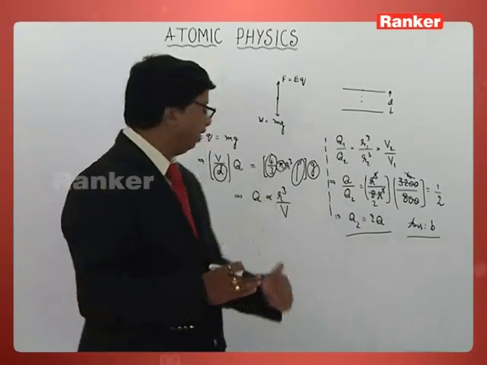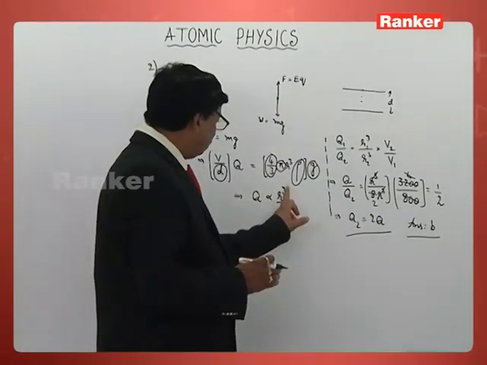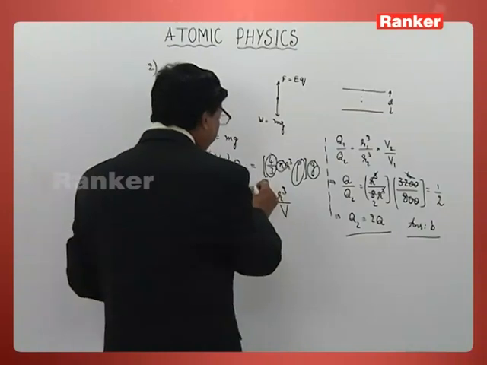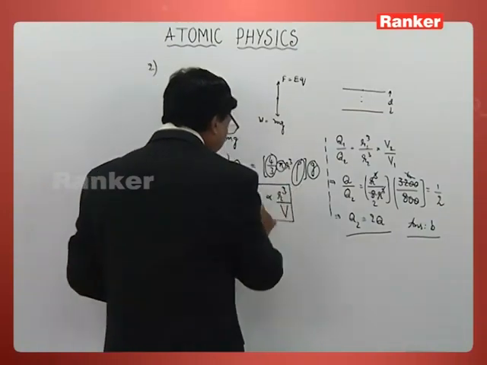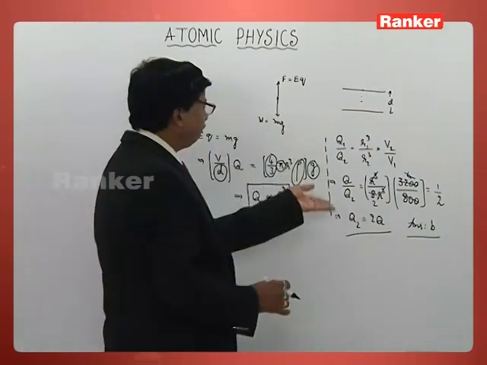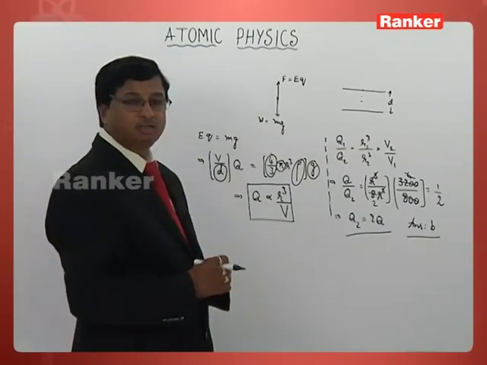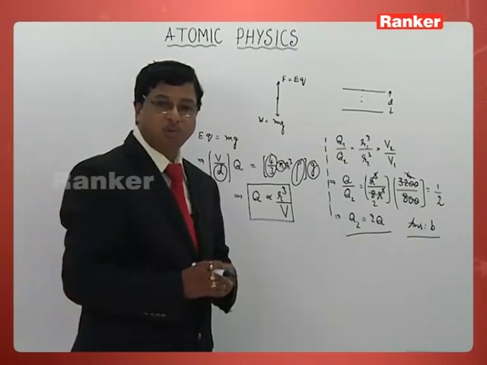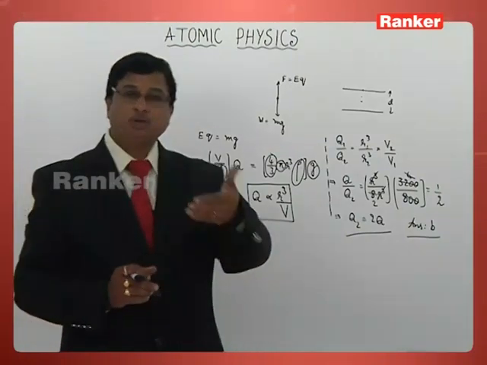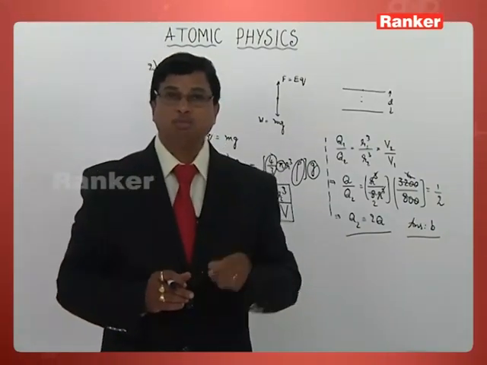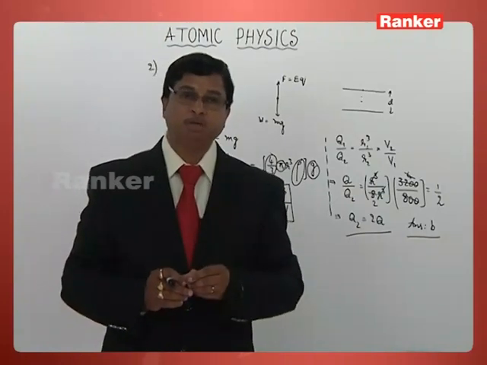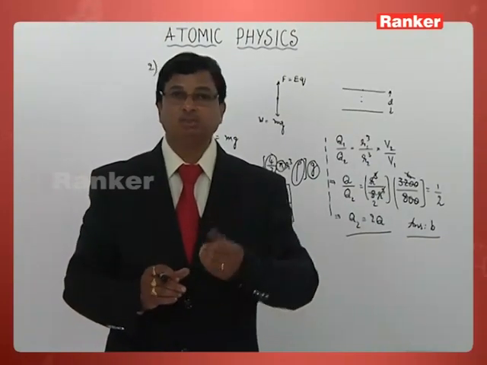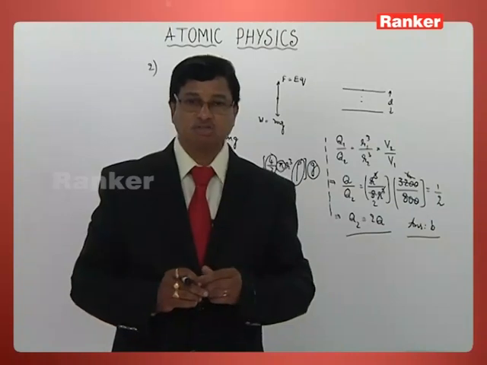So if you take that Q is proportional to R cube by V, the moment you have come across this relation, the remaining is simple calculation only, nothing special over there. So this is the method you have to adopt as far as the second problem based on Millikan's oil drop experiment is concerned. So that is your second problem.